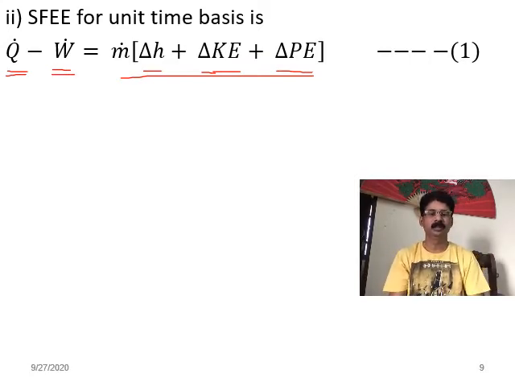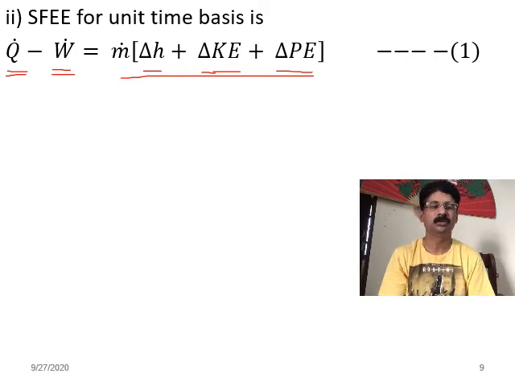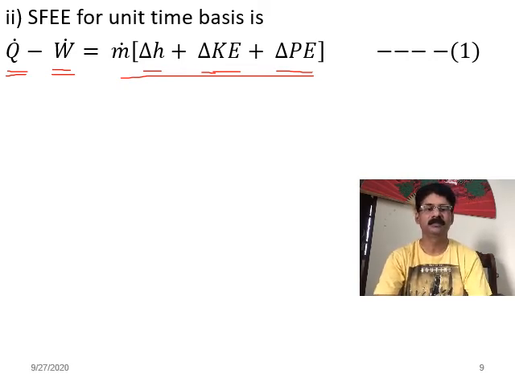Now here Q is usually expressed in kilojoules. When it is expressed on a unit time basis, this should be kilojoules per second. That is what we have put the dot for here.